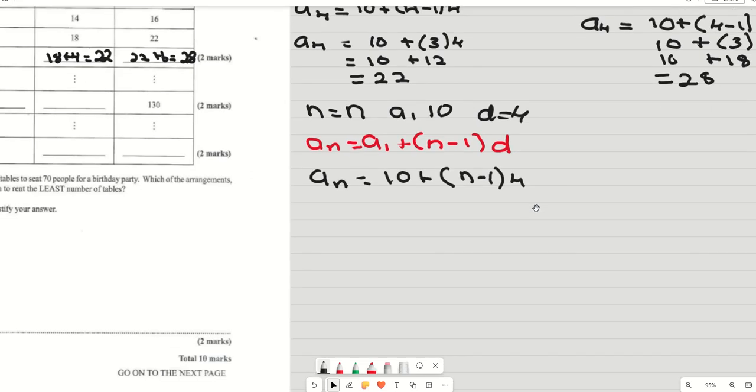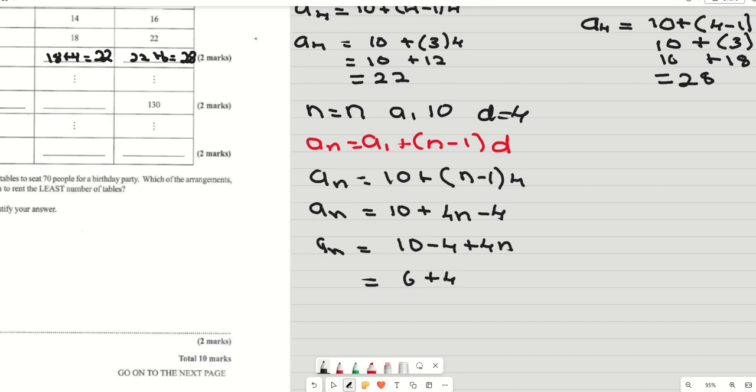All right, you're going to open the bracket. So that's a_n is equal to 10 plus, according to the distributive law, you multiply the number directly outside the bracket by each term in the bracket. So 4 by n is 4n, 4 by minus 1 is minus 4. So a_n is equal to 10 minus 4 plus 4n, which is equal to 6 plus 4n.